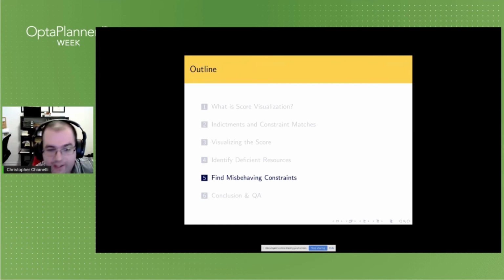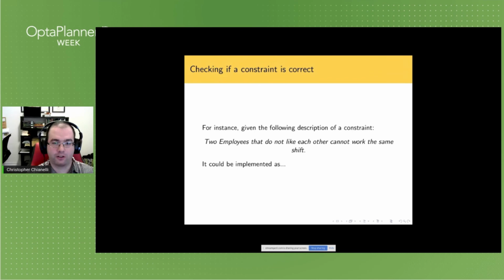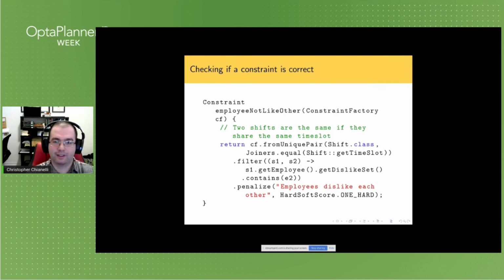And finally, you can use code visualization to identify misbehaving constraints. Typically, constraint verifier is used to create unit tests for your constraints. But that only checks the correctness of your implementation, not that you implemented the constraint the business user actually wanted. So you may be wondering, how can this go wrong? Well, if for instance, you were given the following description of a constraint, two employees that do not like each other cannot work the same shift, it could be implemented as two shifts are the same if they share the same time slot.